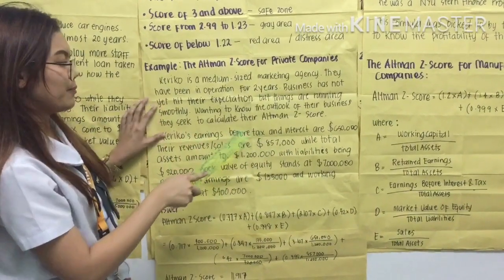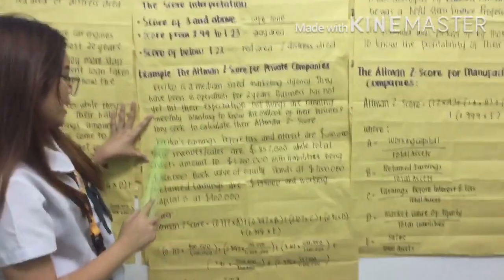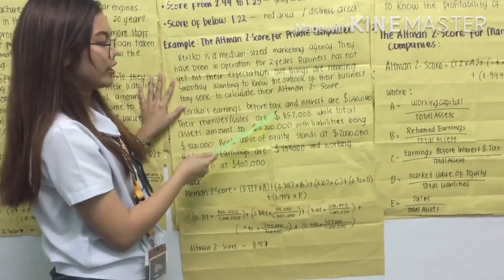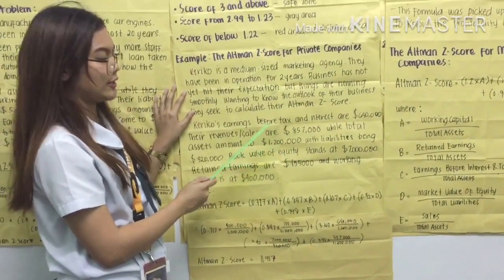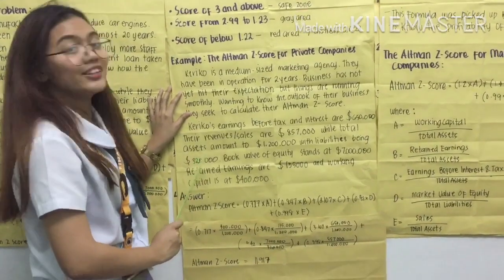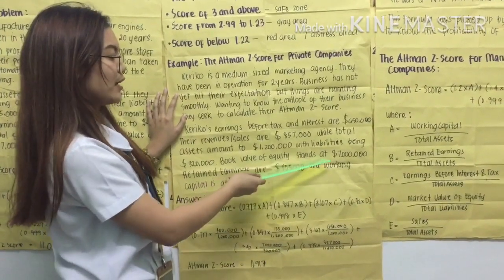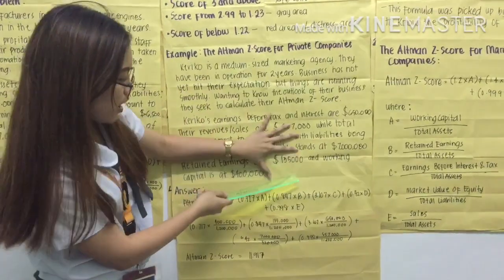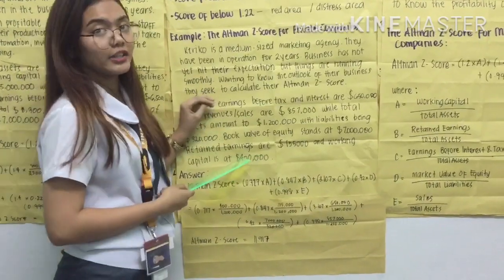Carico's earnings before tax and interest are $650,000. Their revenues or sales are $857,000, and their total assets amount to $1,200,000, with liabilities being $320,000, and the book value of equity stands at $7 million. Retained earnings are $135,000, and working capital is at $400,000.